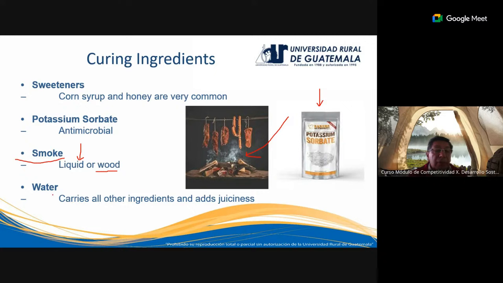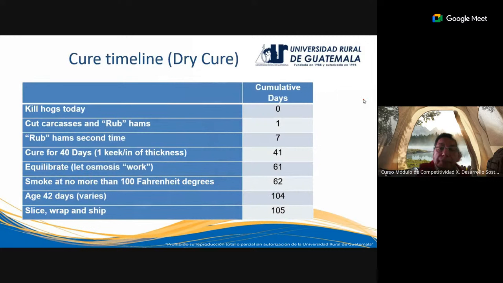Water. We can use water because water carries all other ingredients and adds juiciness. So water is acting here as a mixer to get some ingredients together and to get juiciness. Let's continue.